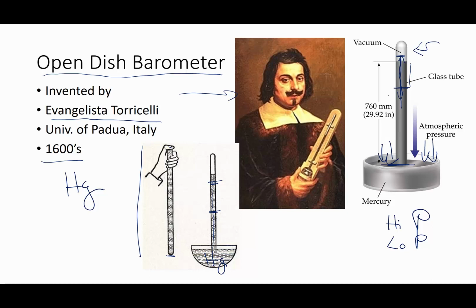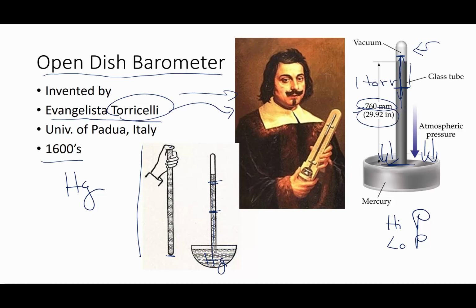And it's this height of mercury that is quoted as atmospheric pressure today. Millimeters of mercury, centimeters of mercury, and 760 millimeters of mercury, which at sea level is called standard pressure, is also called 1 torr, which means 1 Torricelli, named for this fellow who invented the open dish barometer.